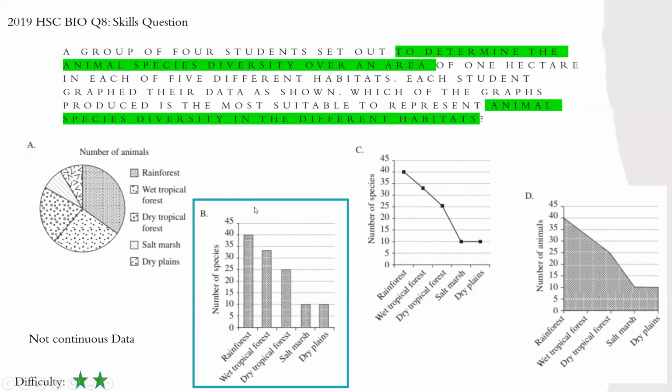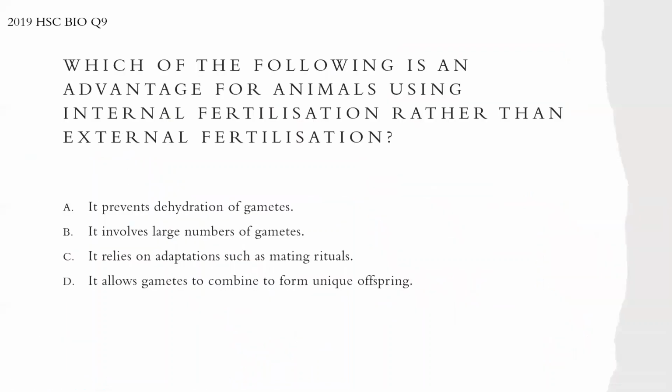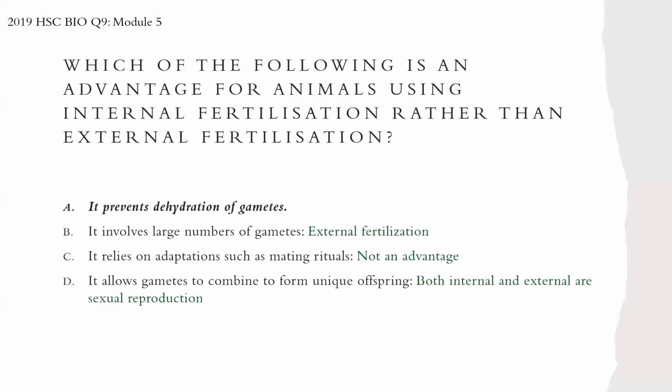So this is a 2-star question. That's basically a skills question. Okay, so for question 9, what we're looking at is an advantage for animals using internal fertilization rather than external fertilization. So this is a real common question, and you might also see it in the short answer questions. So for this, we know the answer is going to be A, and that's because it prevents dehydration of gametes.